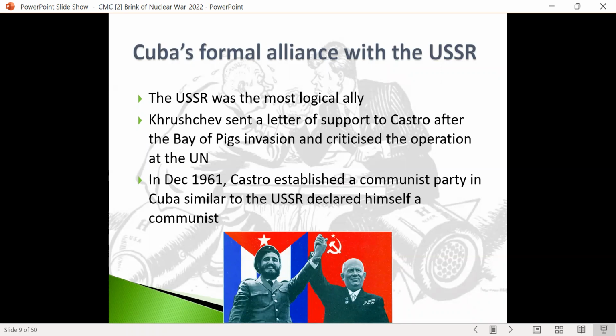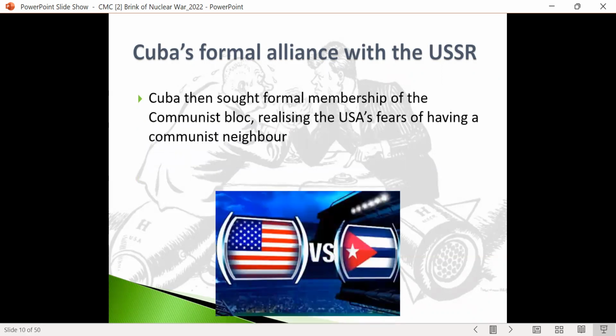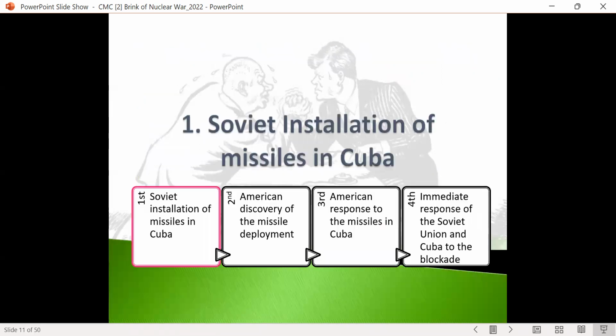Okay. He sent a letter of support to Castro and criticized the operation at the UN. And Castro, in the end, ended up establishing the Communist Party and forming an alliance with the Soviet Union. Okay, we are still not at the Cuban Missile Crisis. Now we come to the Cuban Missile Crisis.